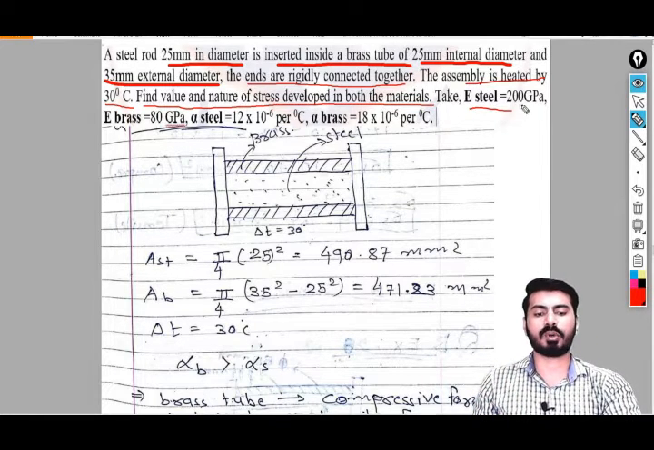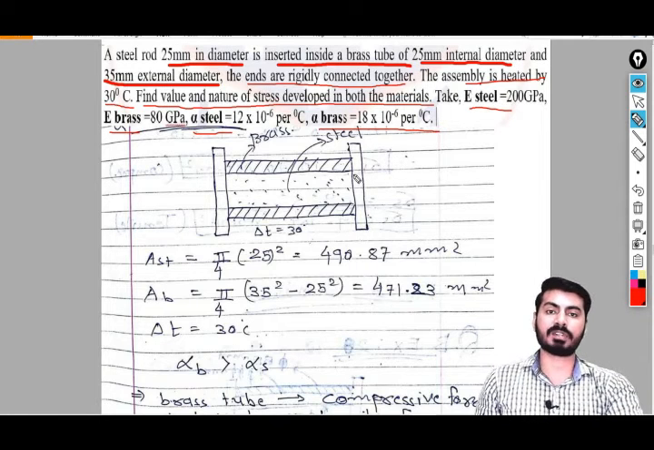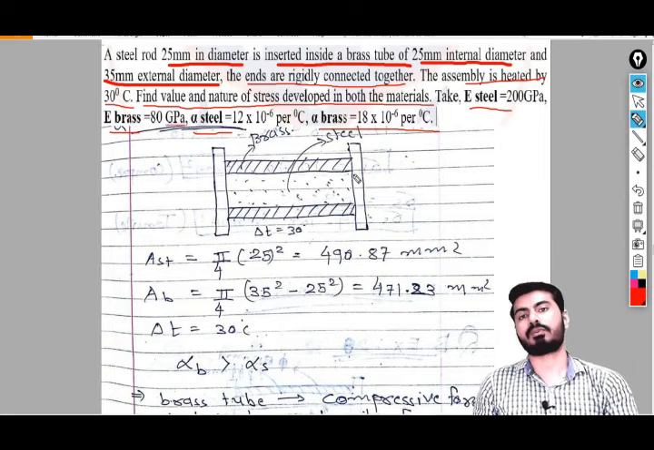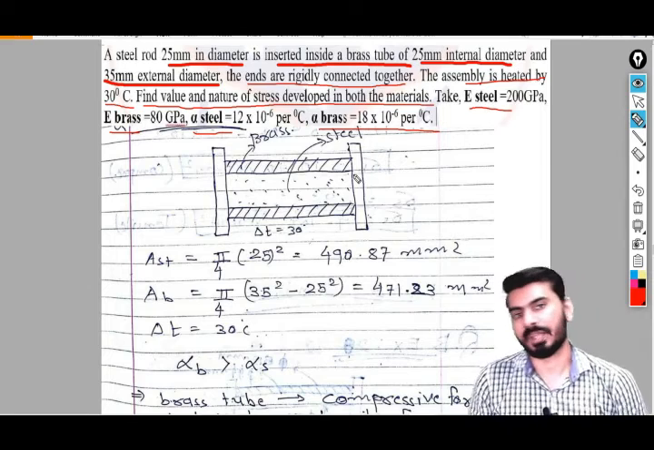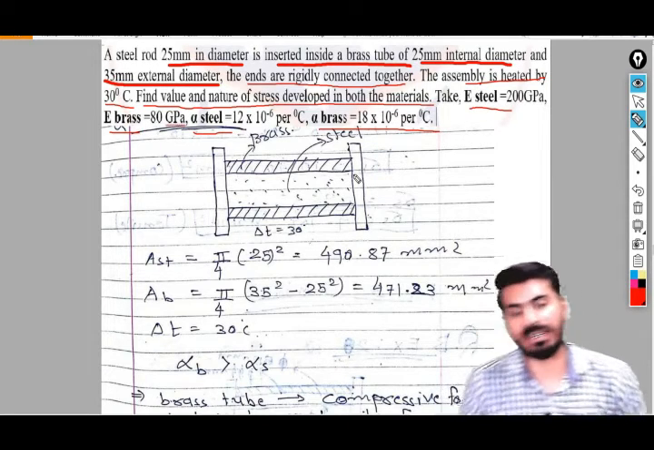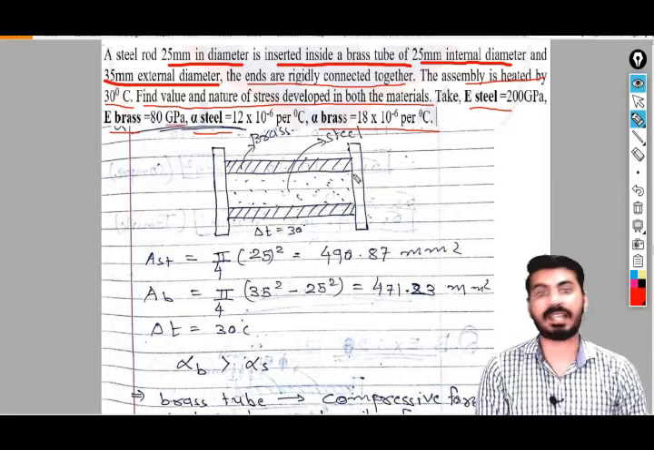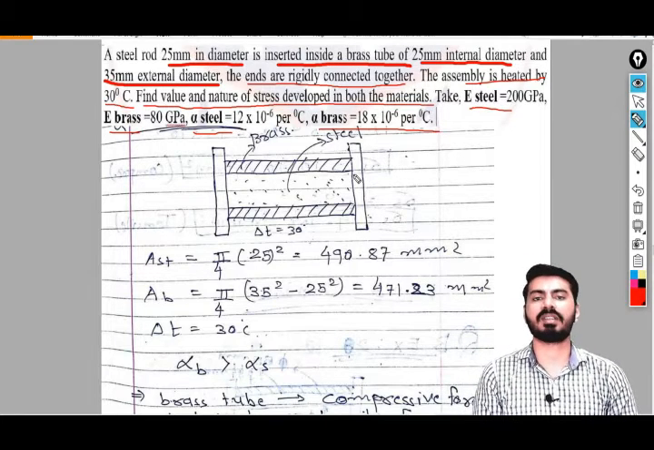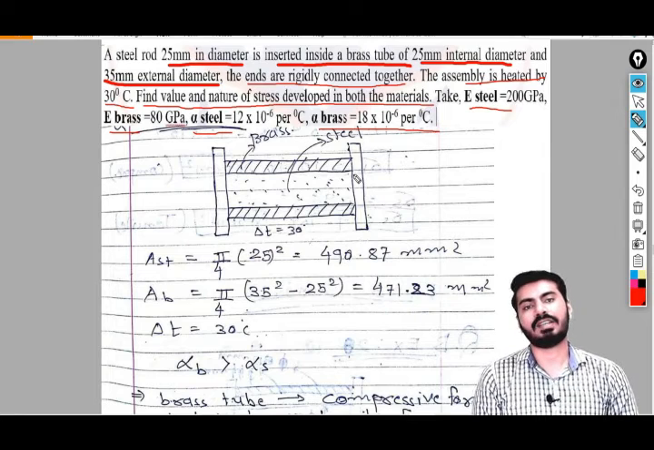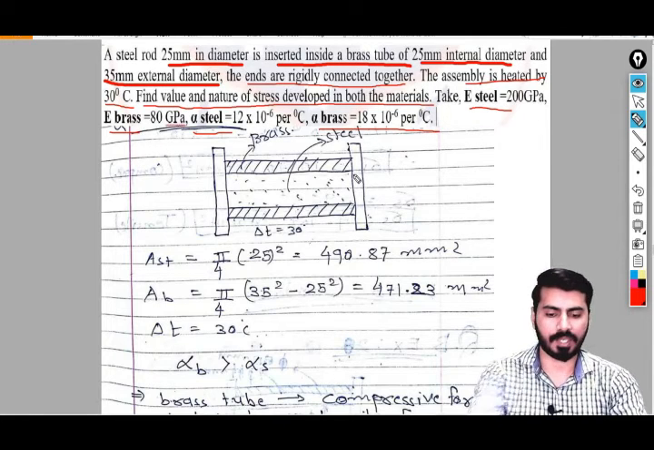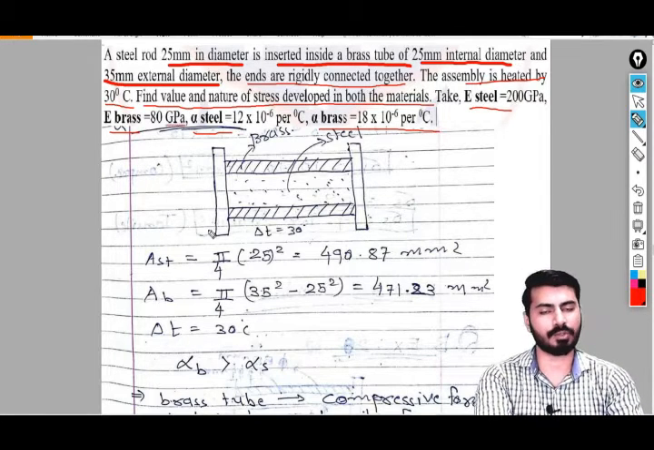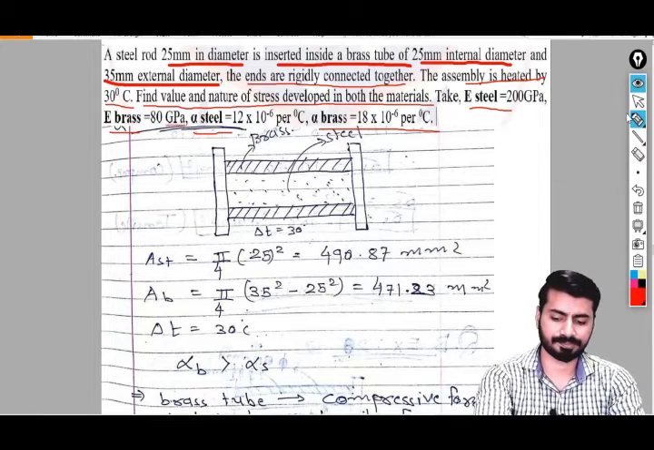For both the materials, Young's modulus is provided, and the coefficient of expansion is also provided. So our first step is that the force applied by one material will be equal to the force applied by the other one. And the second step, which we have already discussed in the previous notes: epsilon for the first material plus epsilon for the second material is equal to delta T into alpha of the larger alpha minus the smaller alpha. Okay, so we are going to do that in this case.